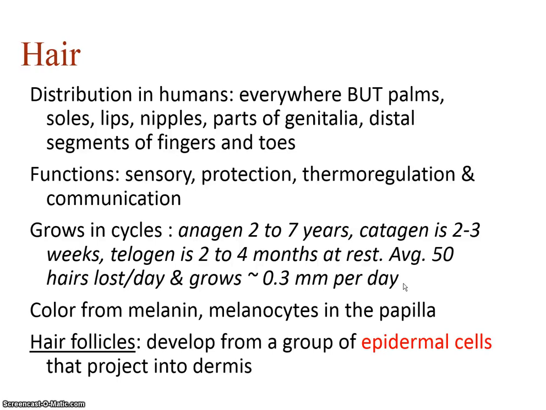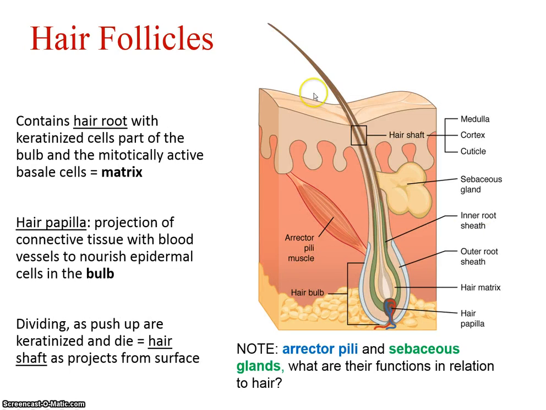The color we get in our hair is also from melanin, and these will be melanocytes in a papilla that we'll see in the follicle itself. And as I said before, the hair follicle develops from a group of epidermal cells that have invaded the dermis. All right, so here's a cartoon to look at this. As we look at the follicle collectively, moving outwards, as hair erupts from the scalp, it's dead. We're in the process of dying right about here.